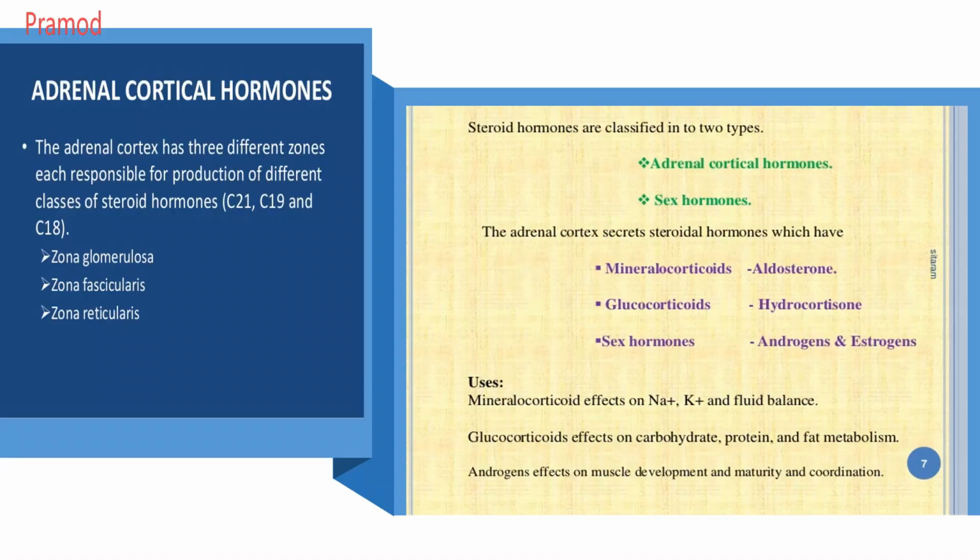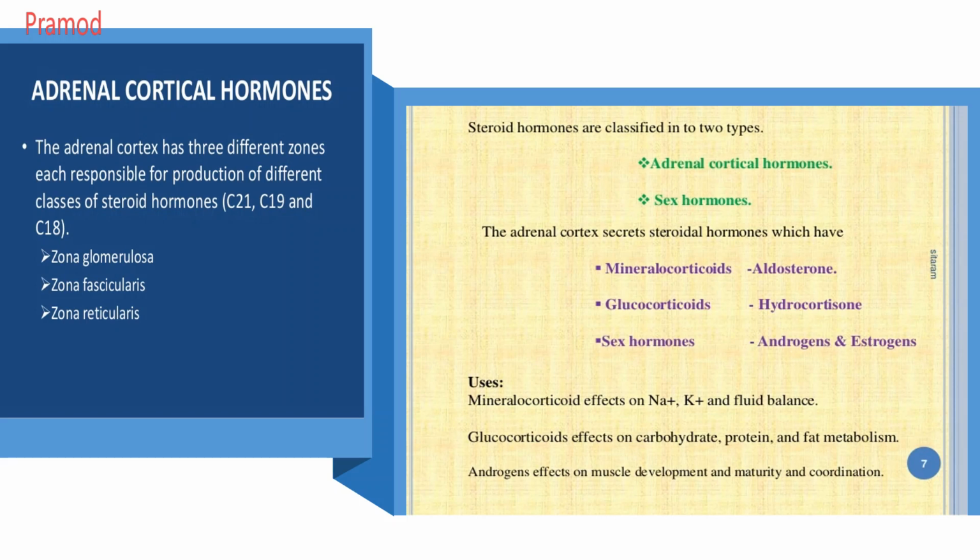Now, where are these hormones synthesized? They are basically synthesized in the adrenal. They are also called adrenocortical hormones. The adrenal cortex has three different zones, each responsible for production of different types of steroids, that is C21, C19, and C18. What are the three zones? Zona glomerulosa, zona fasciculata, and zona reticularis. These are the three zones present in the adrenal glands, which synthesize different hormones.